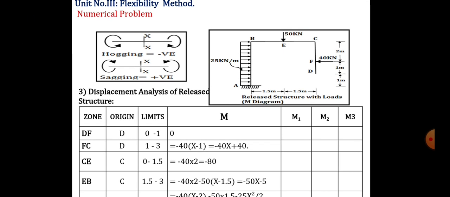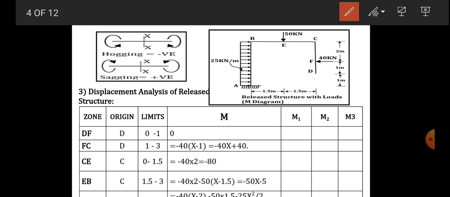This is the value, minus 40 into (x minus 1), for the FC zone, and the minus sign is there because of the hogging, or because of the rotation in a clockwise sense. If you simplify, you will get minus 40 x plus 40.